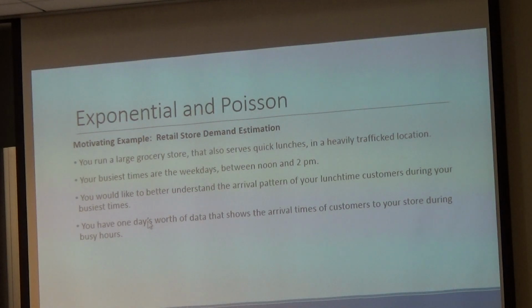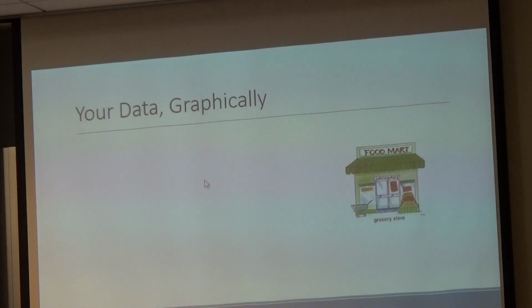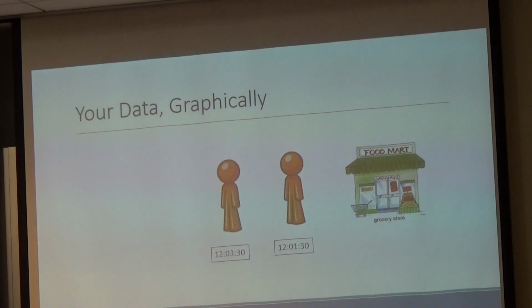And you have 1 day's worth of data that shows arrival times of the customers to your store during your busy hours. So here's you. At 12:01 and 30 seconds, you're time stamping the first customer that passes through the door. The second customer passes through at 12:03 and 30 seconds. The third one, 12:10, and so on. So that's the data I'm giving you.